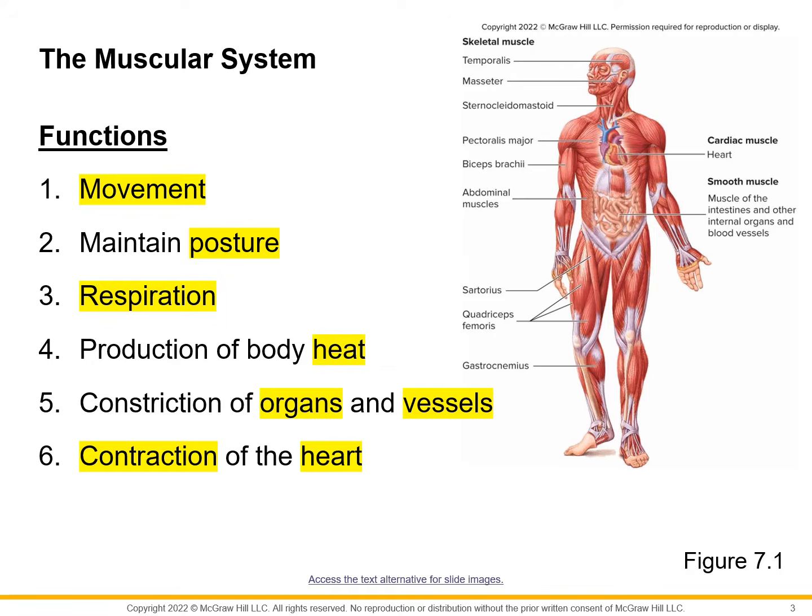Next is production of body heat. This is something that we've mentioned from time to time in our past discussions, di ba po? So as we constantly move our muscles, heat is eventually produced. Number 5, constriction of organs and vessels. Trabaho po yan ng mga smooth muscles. And number 6, contraction of the heart. Trabaho po yan ng cardiac muscles.